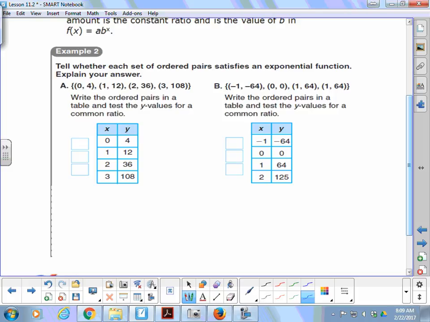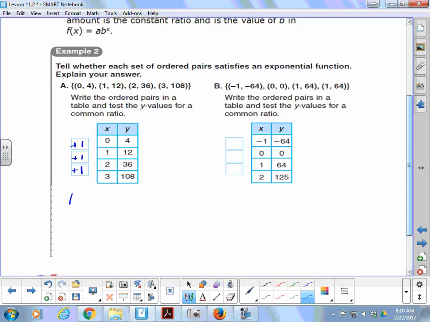Then check our y values to see if they have a common ratio. All right, so we have to make sure that the ratios are all the same. So we've got 0, 4, 1, 12, 2, 36, 3, 108. A lot of times you can look at them and say, yep, I can see it, they definitely are. Other times we definitely can't. So, Michael, what's happening with these y values here? Okay, they're multiplying by 3. All right, if you can see that, then it makes it easy to say, okay, that is an exponential function. So 0, 1, 2, and 3, those are all going up by 1.